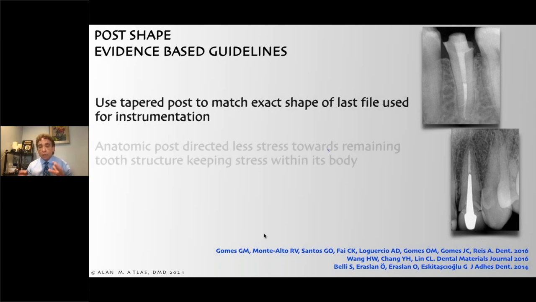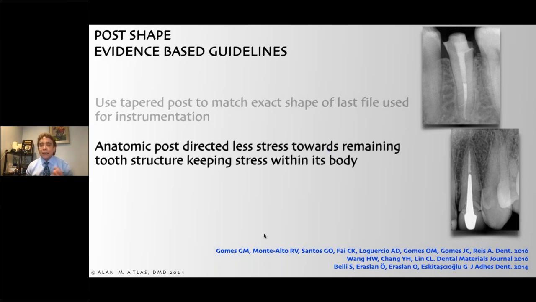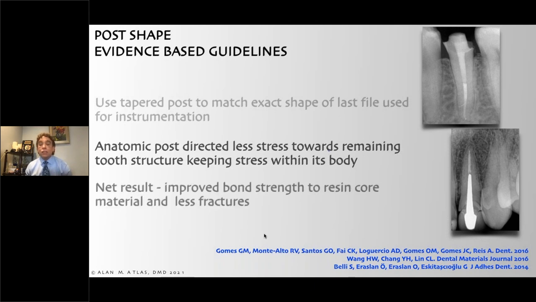An anatomic post directs less stress towards the remaining tooth structure, keeping all the stress within the body of the tooth. Net result, you have improved bond strengths to the resin core material and less fractures. And the evidence is there to show that, as I already showed you.